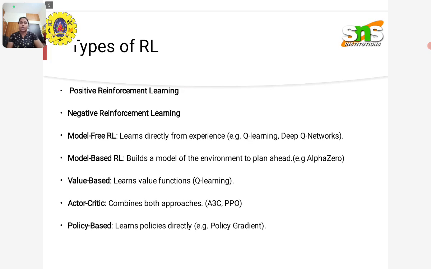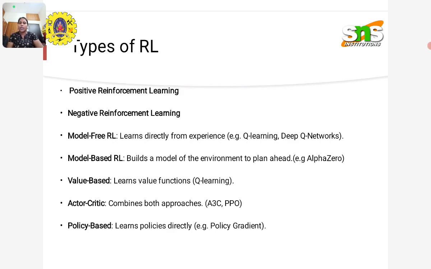The types of reinforcement learning are positive reinforcement learning and negative reinforcement learning. Model-free reinforcement learning learns directly from experience, for example Q-learning and deep Q-networks. And model-based reinforcement learning builds a model of the environment to plan ahead, for example AlphaZero.